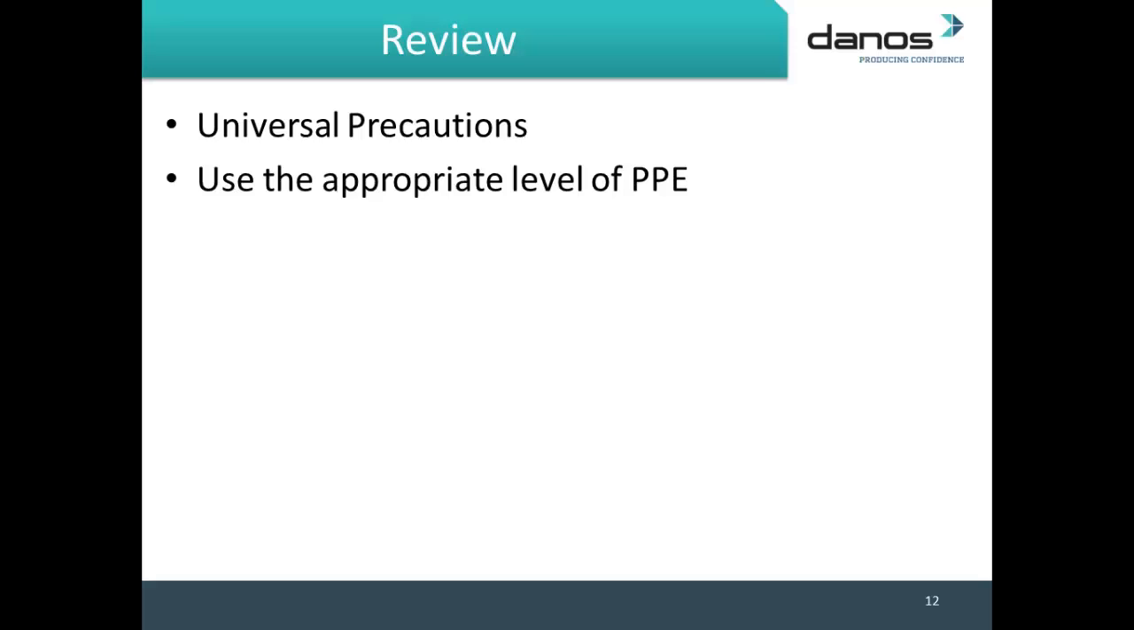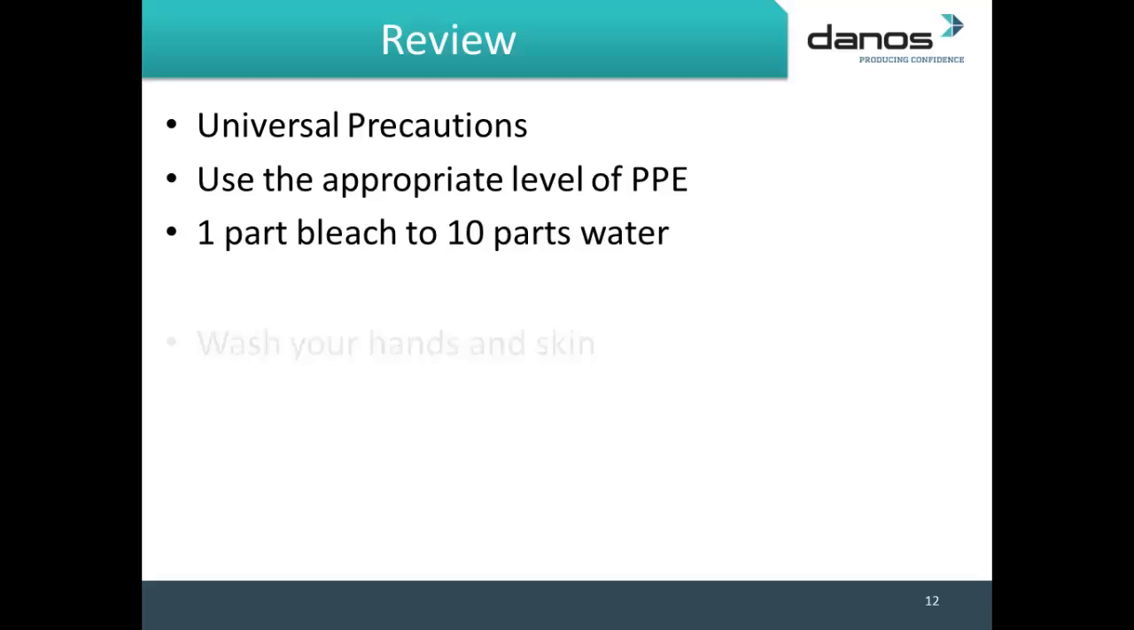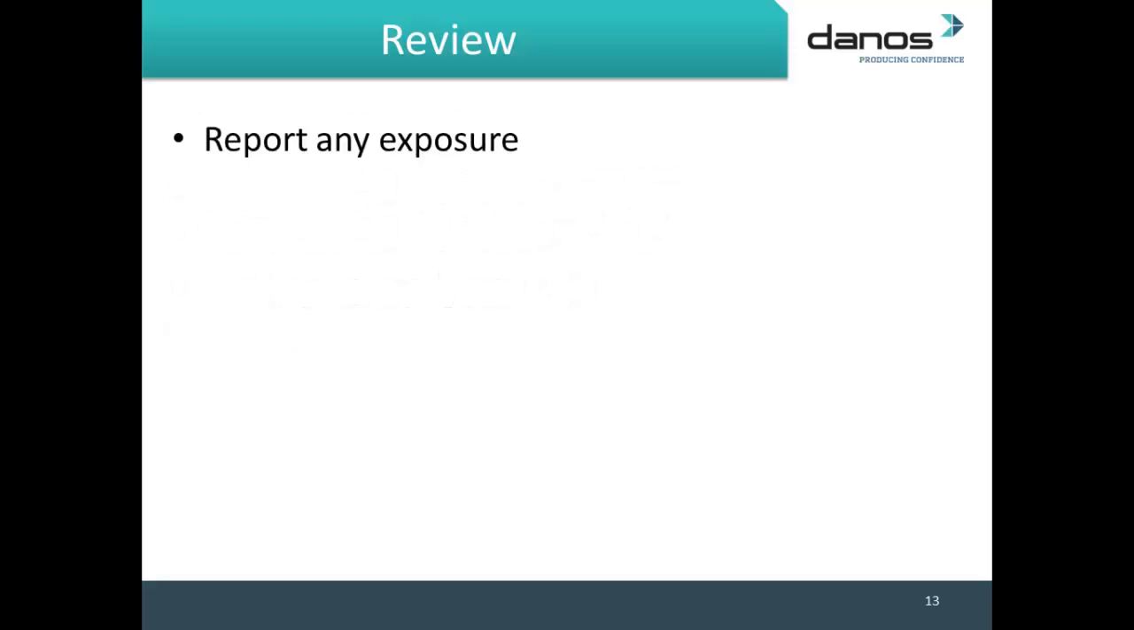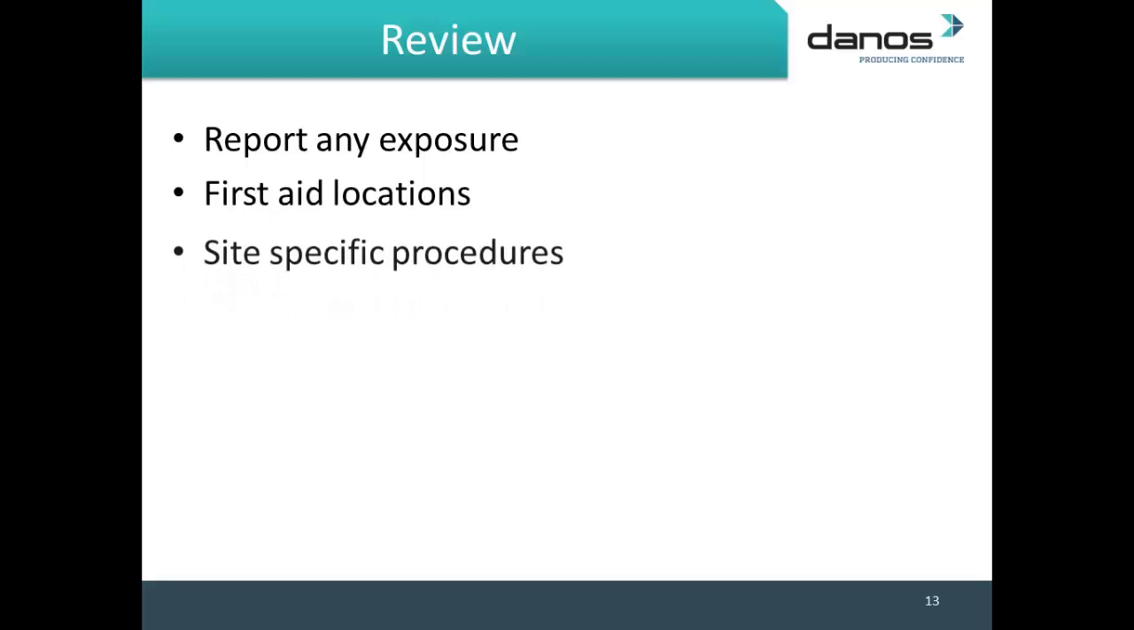Use a mixture of 1 part bleach to 10 parts water to disinfect any potentially infected equipment or work areas. Always wash your hands and skin after removing your protective equipment or if you have been exposed to any bodily fluids. Report any exposures to potentially infectious materials immediately to your supervisor and wash any exposed areas with soap and water. Know where your first aid stations are located and know any site-specific procedures that you may need to follow.